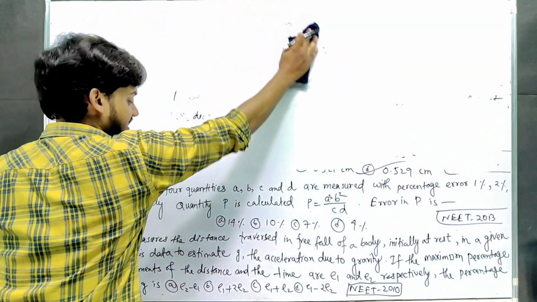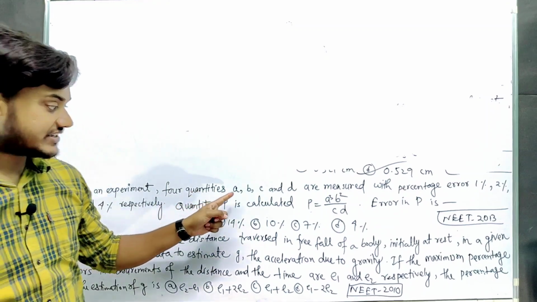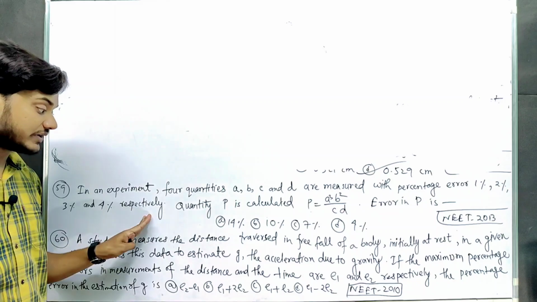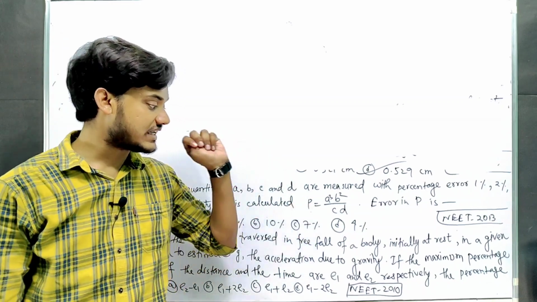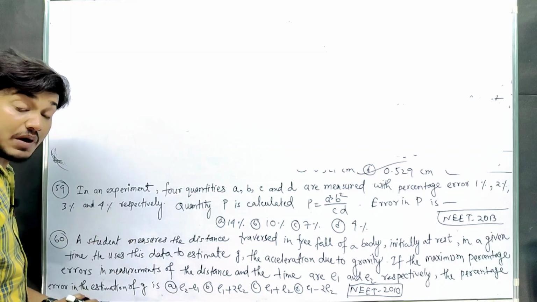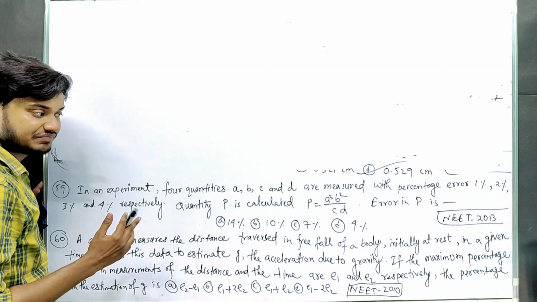Okay, next, 59. Try this. In an experiment, four quantities A, B, C, D are measured with the percentage errors 1%, 2%, 3%, and 4% respectively. Quantity P is calculated as P equals A cube B square by CD. Error in P is? Just use that trick: power multiplied by percentage.